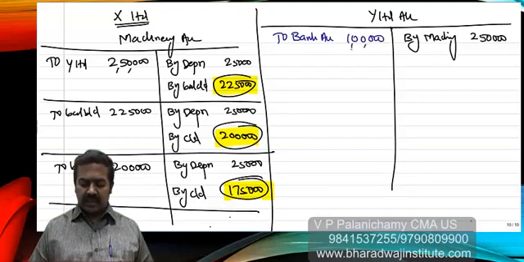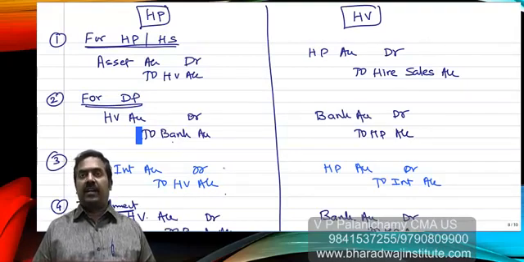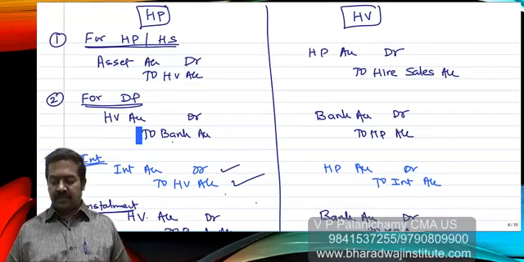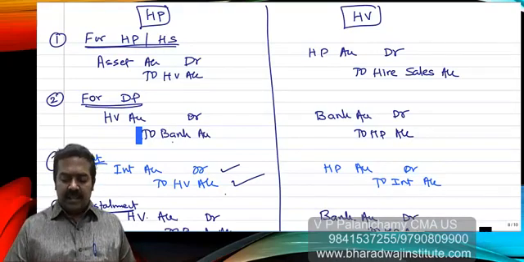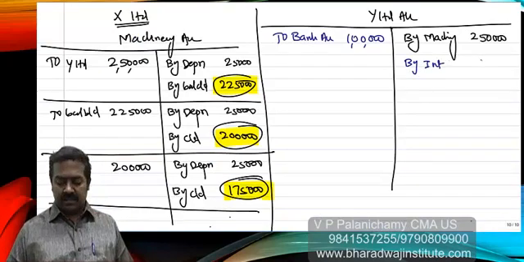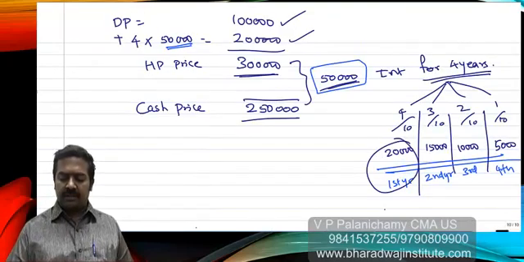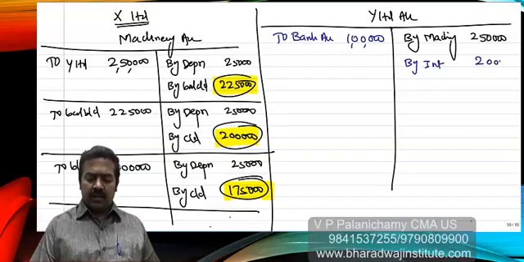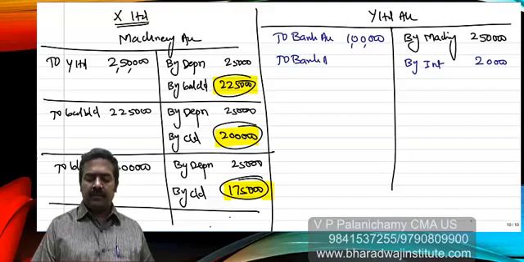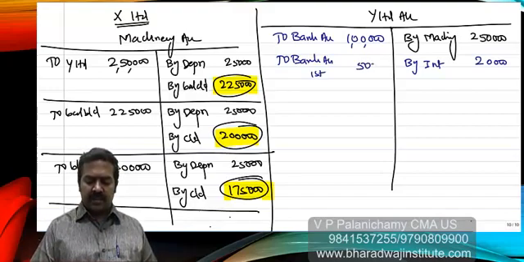Thereafter, at the end of the year, interest account debit to hire vendor account. How will this be posted? By interest account. How much is interest payable? First year, from the working, interest is 20,000. Then Y Limited account debit to bank account. What is the first installment paid? Installment payable is 50,000. Thereafter it will be closed, to balance carry down.